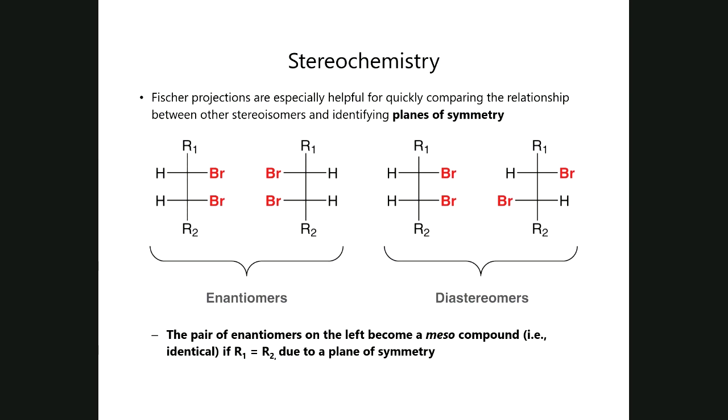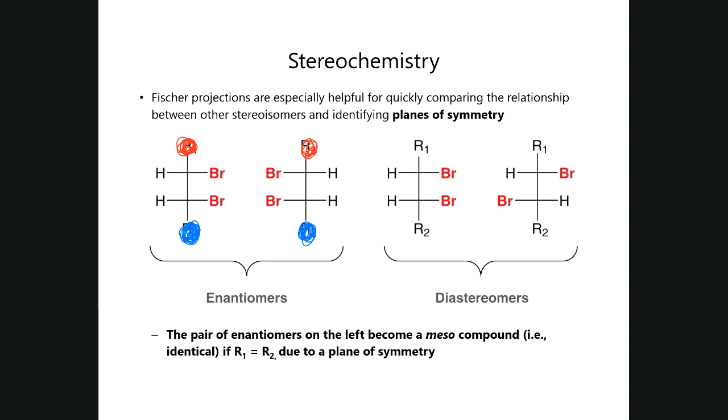It's also very quick and easy to observe the existence of planes of symmetry in these structures, or very easy to establish that there's absence of symmetry. So if you look at the first two structures, and again, noticing that R1 and R2 are different structures, right? Just to emphasize, let's make R1 red, and let's make R2 blue, so that you can clearly observe that there's no symmetry to those structures, right? There's no line that you can draw down the middle of that first pair that makes it symmetric. And therefore, you can clearly see that these two are enantiomers, right?